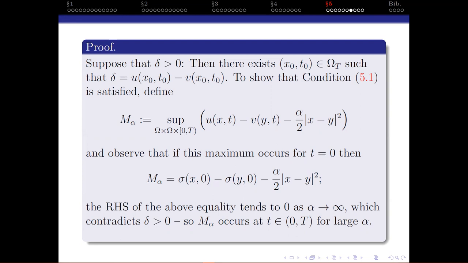That wouldn't be so bad, except for one fact. We observed it last time. And that is, oh man, come on, let me annotate. And that is that M alpha should always be greater than or equal to delta, which we have said is strictly greater than zero.